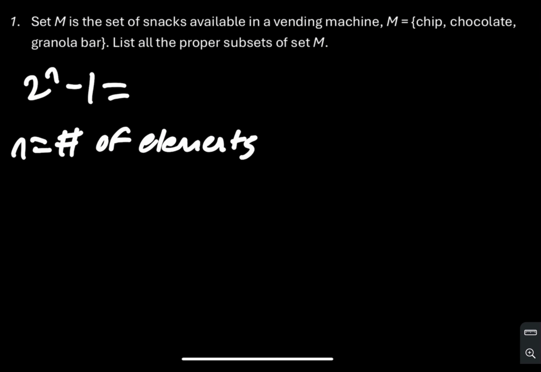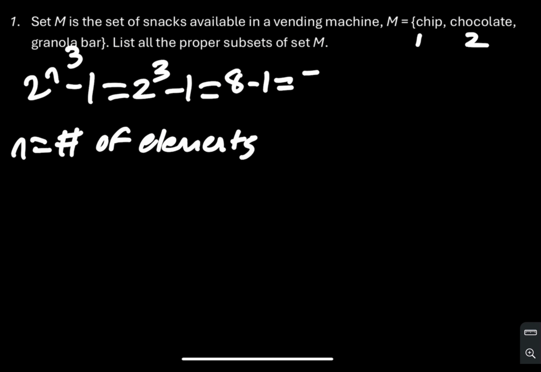So in set M we have 1, 2, 3 elements, so it's 2 to the third power minus 1, which 2 to the third power is 8. And it's 8 minus 1, which is going to give you 7. So there's 7 different proper subsets that we need to have.